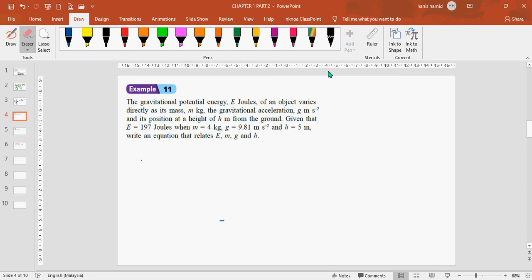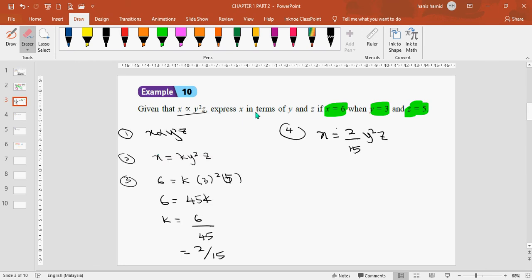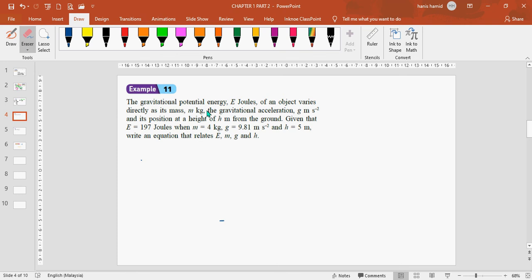For this example, similar to example 10 actually, but the difference is it gives you the question in the form of a real life situation, compared to a direct question. So let's read carefully.